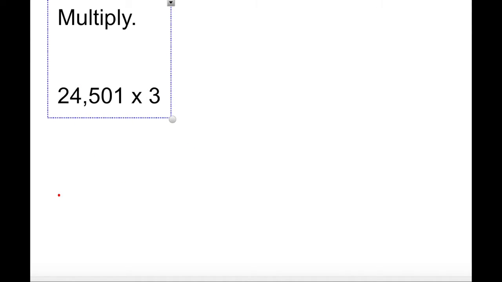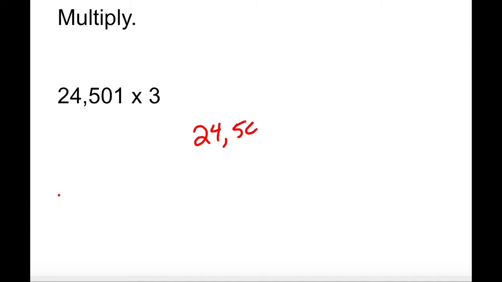This type of problem, you're going to want to solve using an algorithm. So I will rewrite it, 24,501 times 3. I'm going to take my 3 times every place value in 24,501. Use another color. 3 times 1 is 3. 3 times 0 is 0. 3 times 5 is 15. This is our first regrouping. Put the 5 below in the algorithm and regroup the 1.